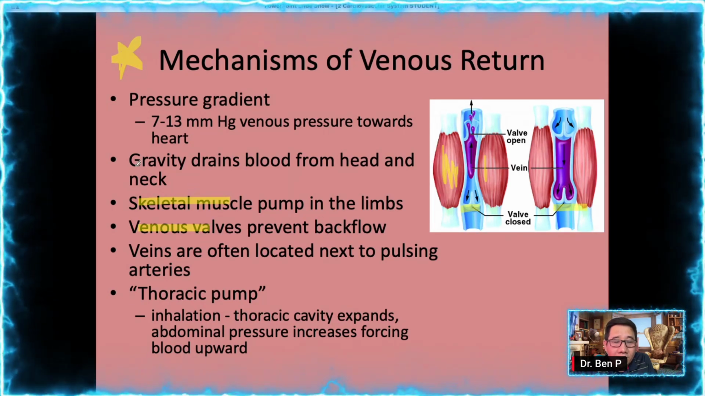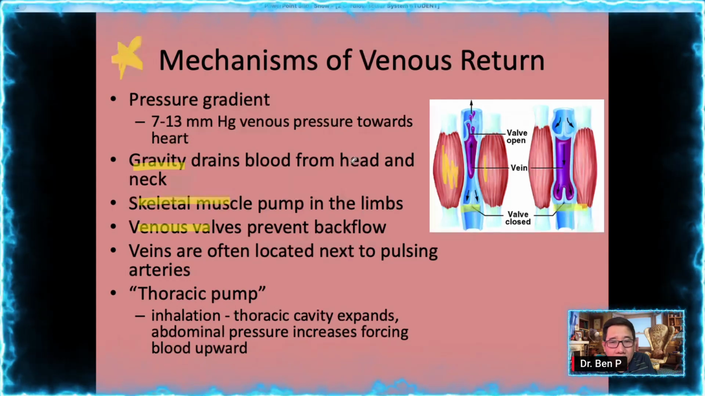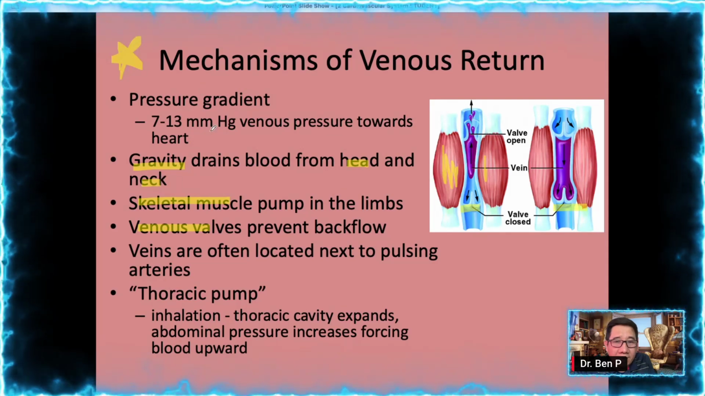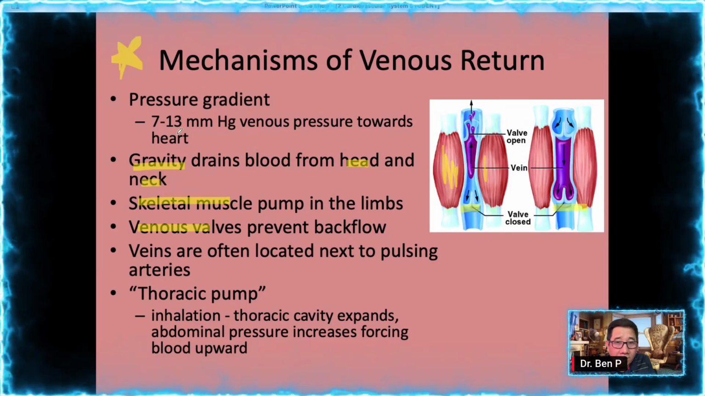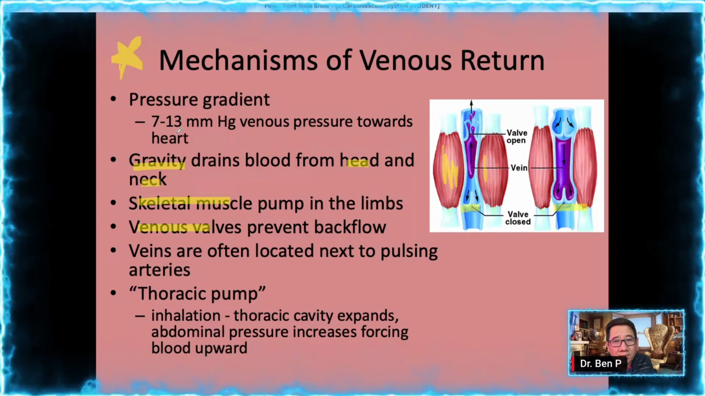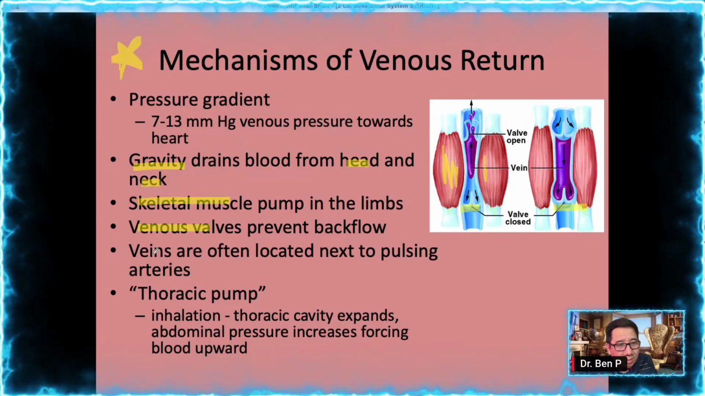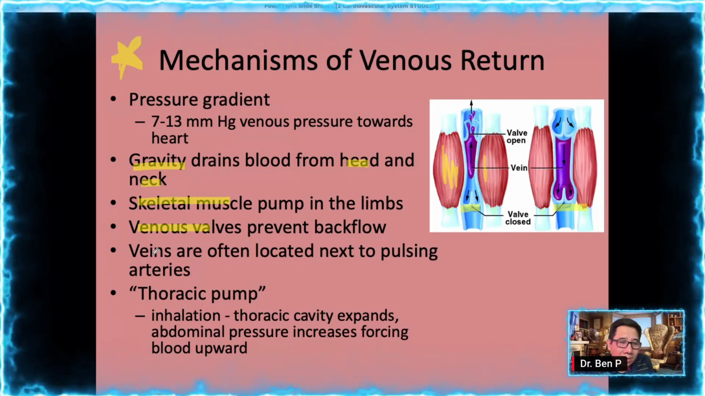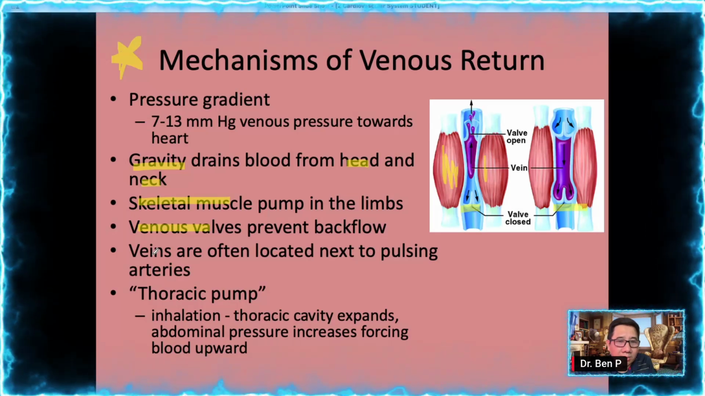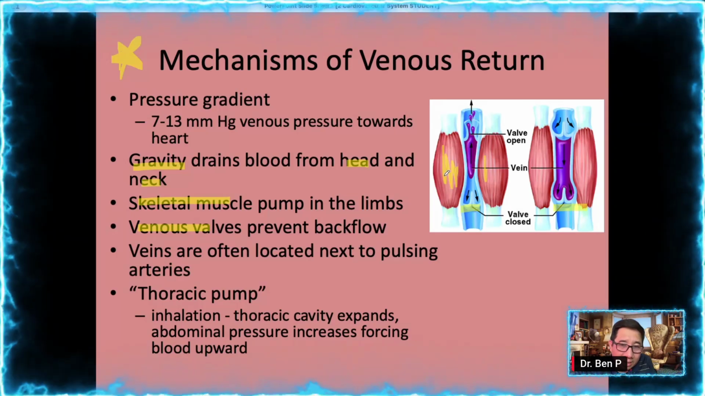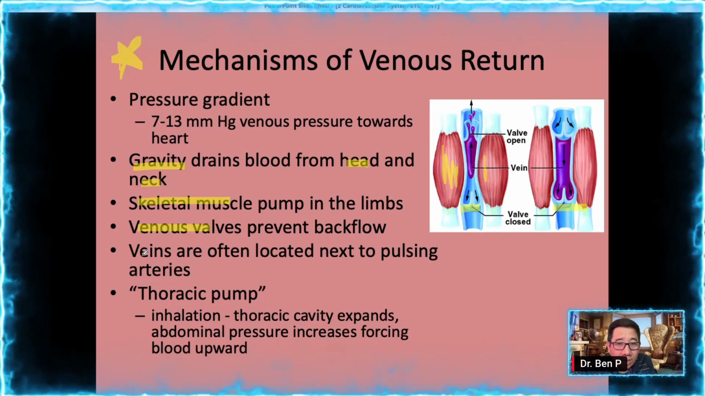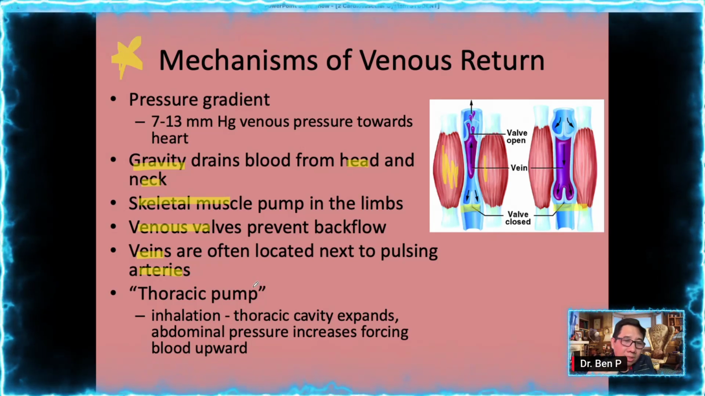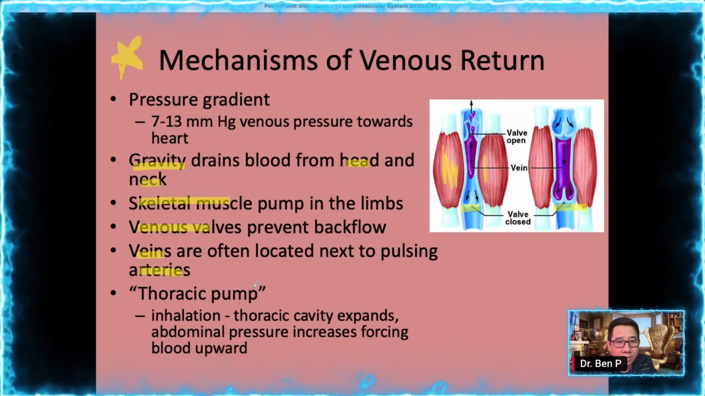Also, gravity helps drain the blood from your head and your neck down to your chest. Veins have very little pressure, and that pressure is not enough to actually pump blood back, but it does some. If it's close enough, you might be able to get it, but when you talk about down in your legs, that's not enough pressure to push that back to your heart. So it relies on other things like your muscles. Also, it's usually next to the arteries, and when the artery pumps, that pulsation helps the vein pump blood back to your heart as well.